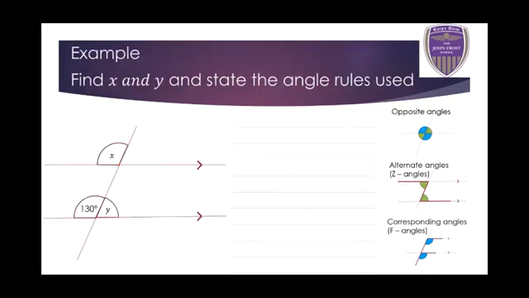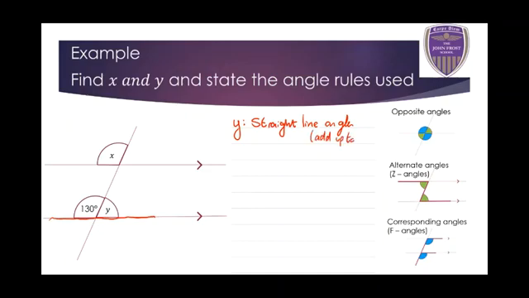Now we need to find X and Y and state the angle rules used, okay? First of all, let's start with angle Y. The angles aren't opposite each other, it's next to it. But what do we notice about this line here? Well, it's a straight line, isn't it? And we should remember that angles on a straight line, straight line angles, add up to 180 degrees.